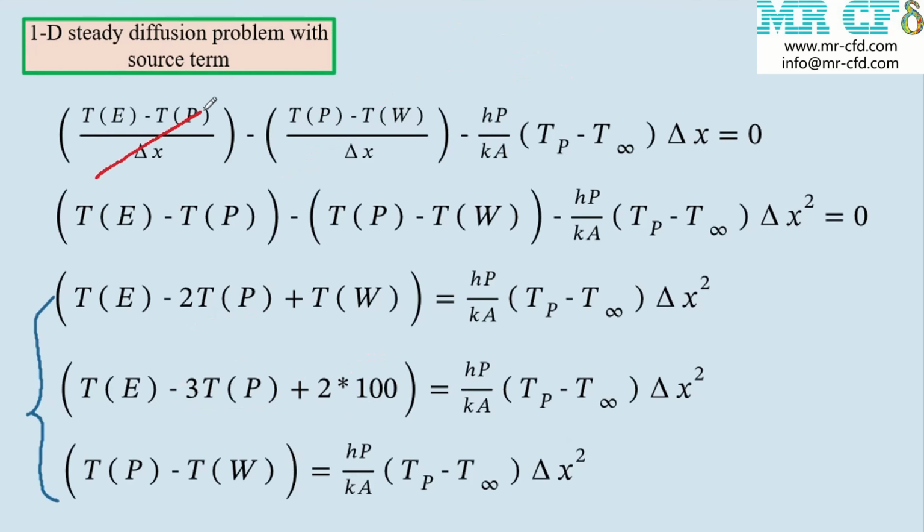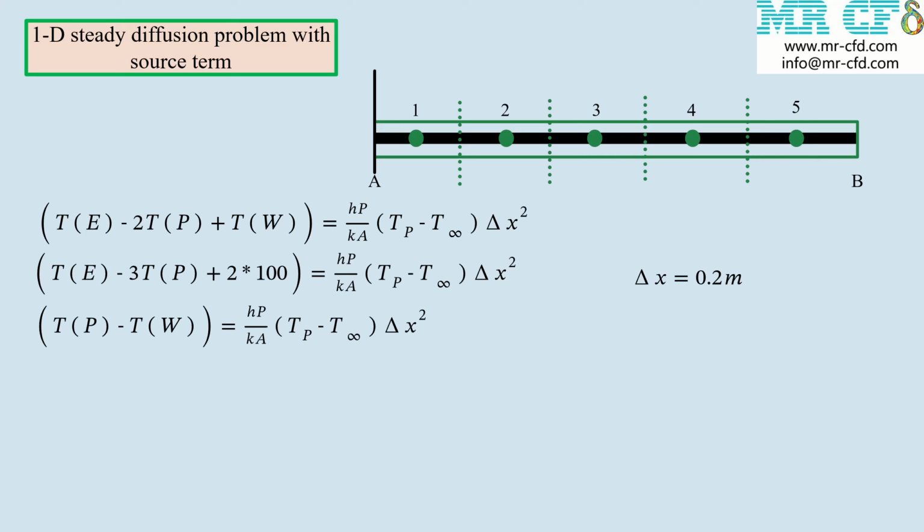The third equation is derived for the last node at the end of the fin. We know that the end of the fin is insulated, so this term will vanish from the equation and only Tp minus Tw remains on the right-hand side. The total length of this fin is 1 meter, and we have 5 nodes, so delta x would be 0.2 meter. By replacing the values in the equations, the 3 equations will be generated in this form.